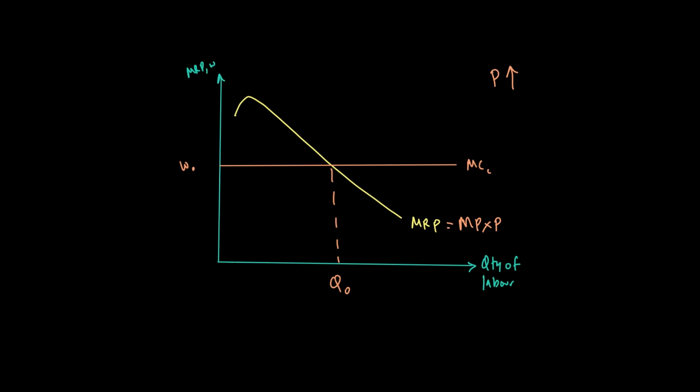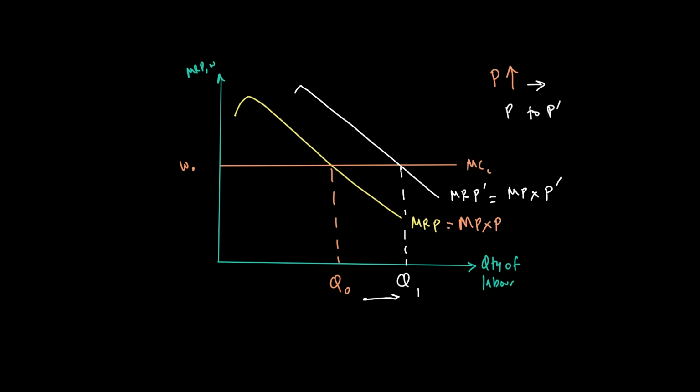So that means the MRP curve can shift to the right if the price of the good goes up from P, so for example P to P dash. My new MRP dash will be equal to MP times the new price P dash, and therefore more labor will be demanded, from Q0 to Q1. So the concept to understand is that MRP can change because of MP or P, and anytime MP or P changes, the demand for labor will shift because they will change the MRP.